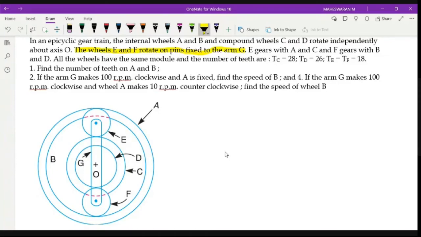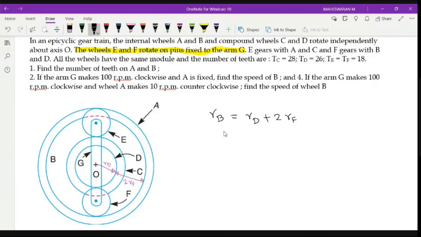Any other compound gears? Can you identify the number of teeth for B, that is RB? Where is it connected? It is connected to F. F is connected to D. Sorry, D. So RB is equal to RD plus 2 times RF. This is the first relation.